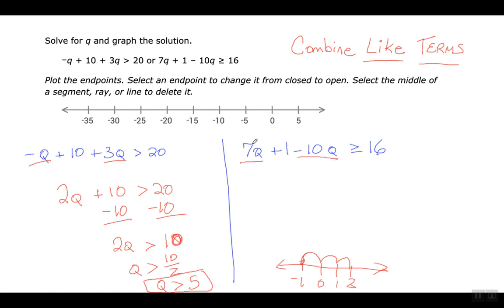Alright, so all I'm doing is 7q minus 10q. All I'm doing is 7 minus 10 and keeping the q in the back.